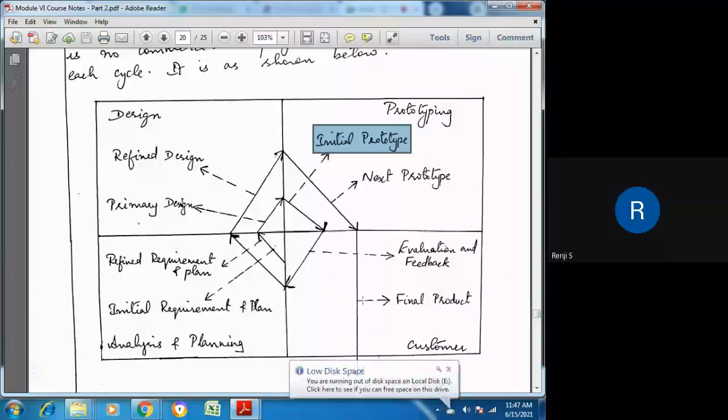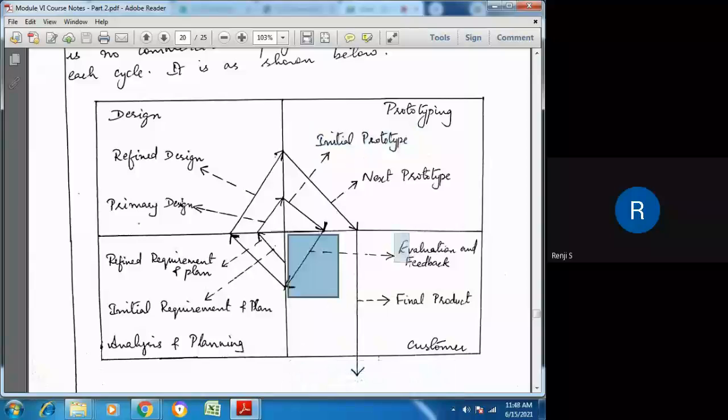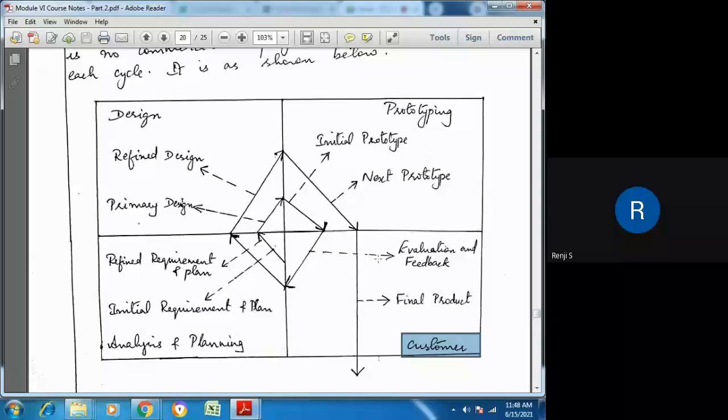Then in the fourth quadrant, it is this initial prototype which is developed that is given for evaluation and feedback from the customer. So always this last phase is evaluation with the customer. After developing an initial prototype, it is given for evaluation and feedback. So one cycle is completed when it reaches this point. One particular cycle is completed.